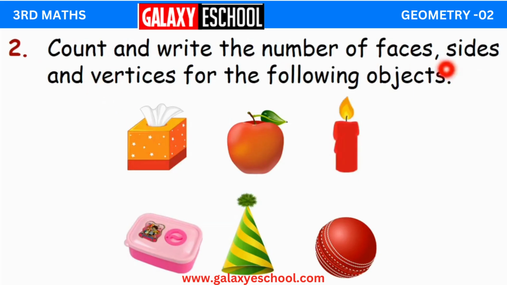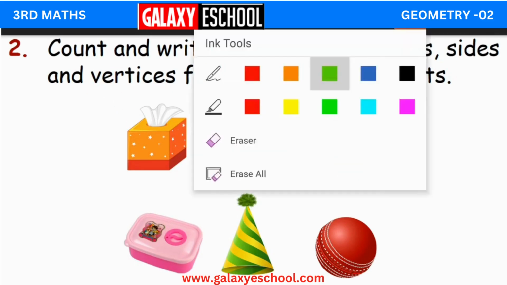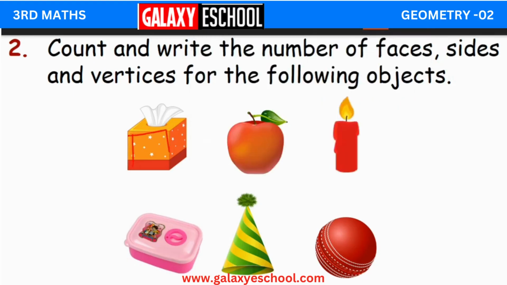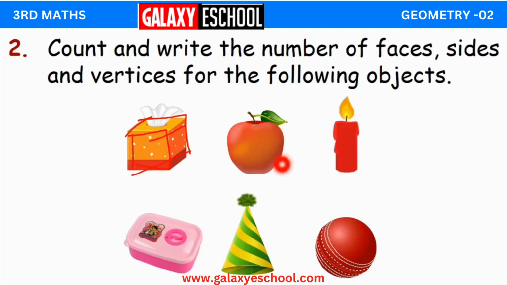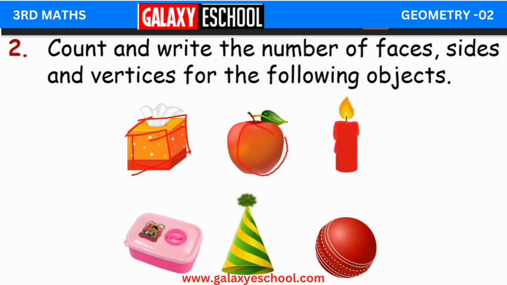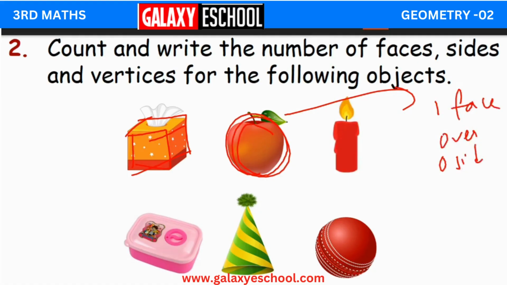Now count and write the number of faces, sides and vertices for the following. The first object, what is this? It is in the shape of a cube. So for cube, what are the properties, children? It has 8 vertices, 12 sides and 6 faces. Next we have an apple. Apple is in the shape of a sphere. Sphere has only one face. It has 0 vertices and also 0 sides.